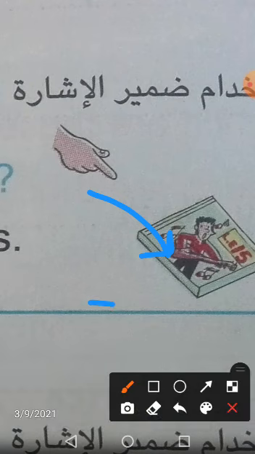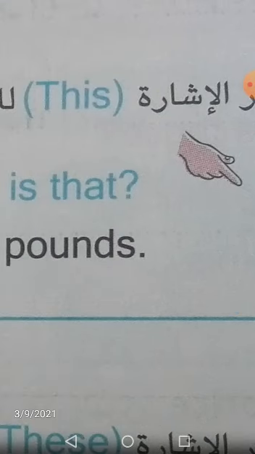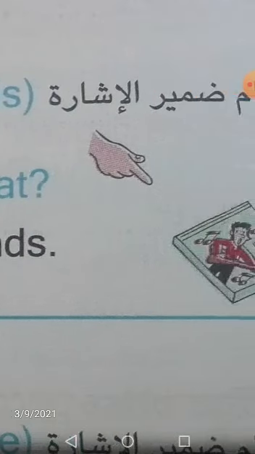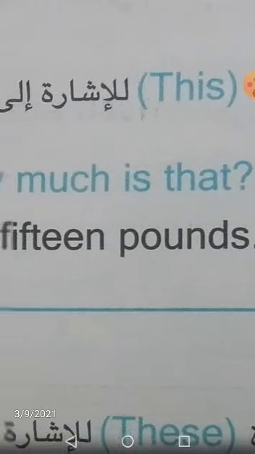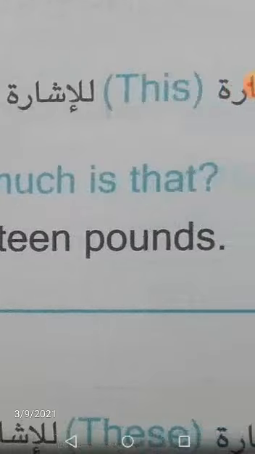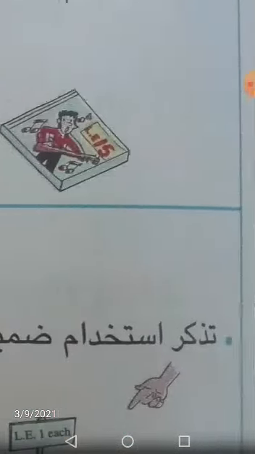Again, how much is this? How much is that? Here, I have to say, how much is this or that? That, excellent. How much is that? It's 15 pounds. It's 15 pounds, okay?